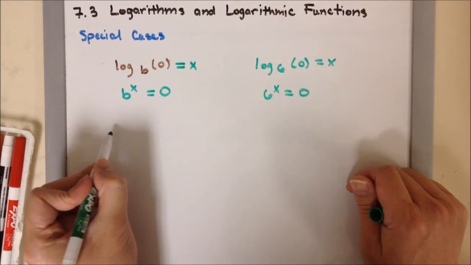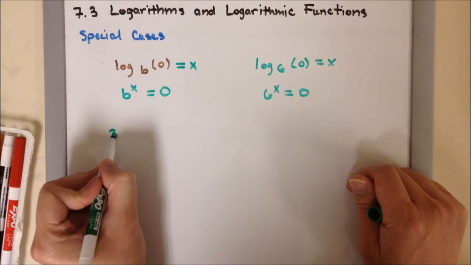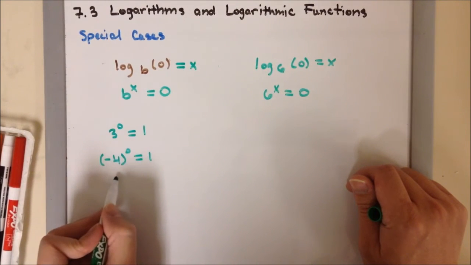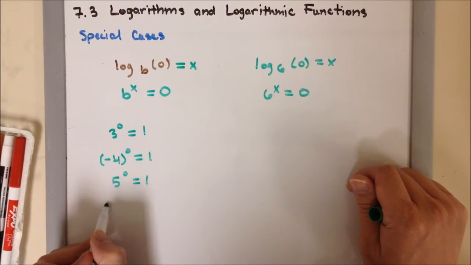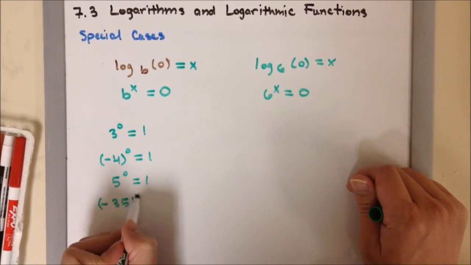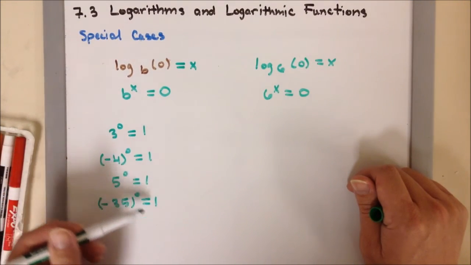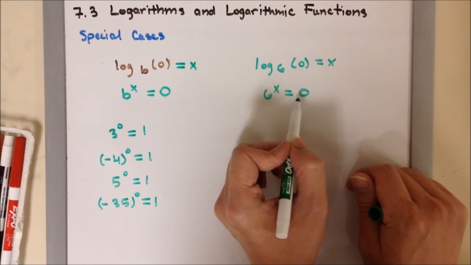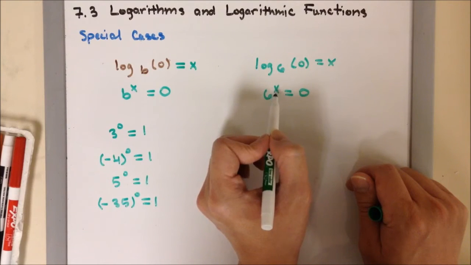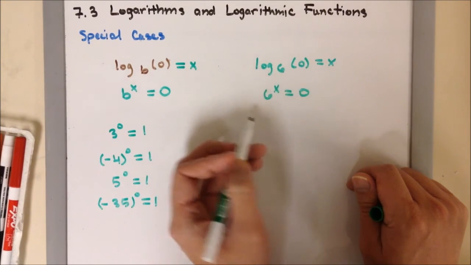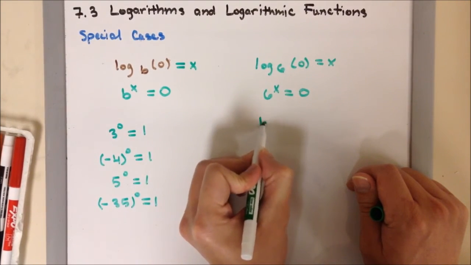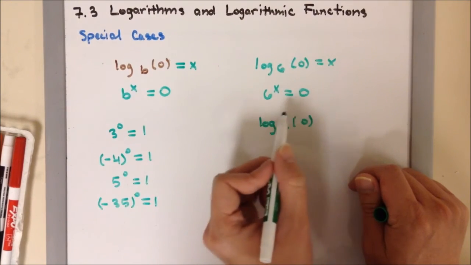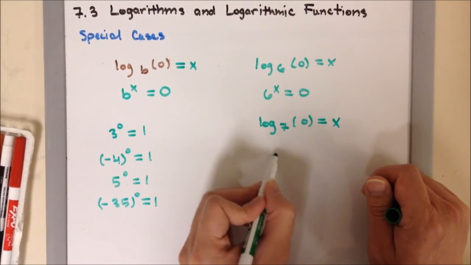In the previous example, we already covered that anything to the power of 0, say 3 to the power of 0 is 1, or negative 4 to the power of 0 is 1, or 5 to the power of 0 is also 1, negative 35 to the power of 0 equals 1. So anything to the power of 0 is 1, but a base to the power of an exponent will not equal 0. So it's going to be impossible for you to find an exponent where a base raised to that exponent is equal to 0. So when you see this form, or another example, log base 7 of 0, not 7 to the 0 power, log base 7 of 0, when you see something like this, then the only thing you can say is undefined.